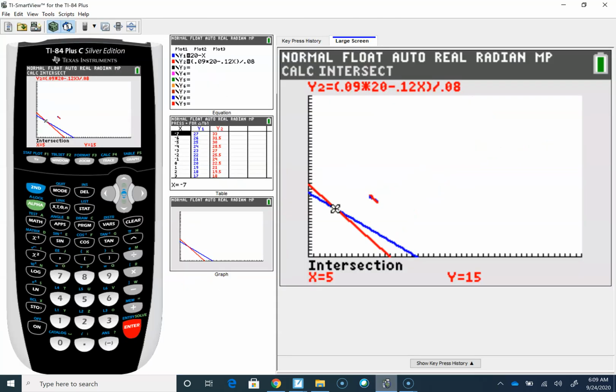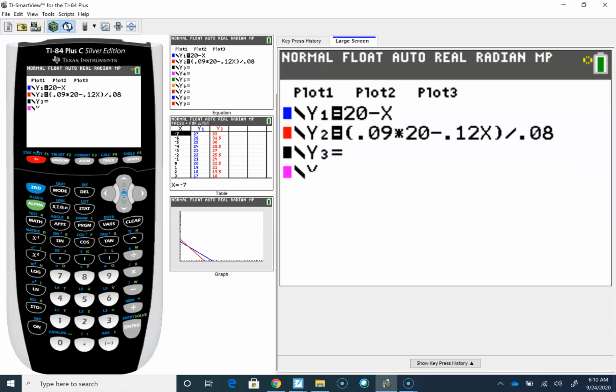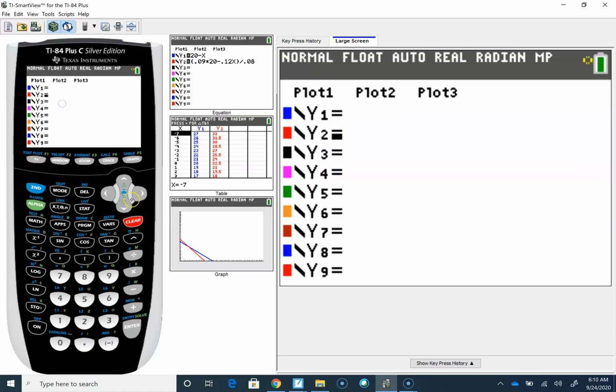So I'm going to go to my graphing calculator and go into my Y equals. I'm just going to clear this stuff out. And my first one is going to be 400x. And my second one is going to be 200x plus 16,000.